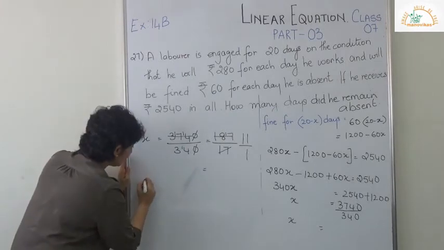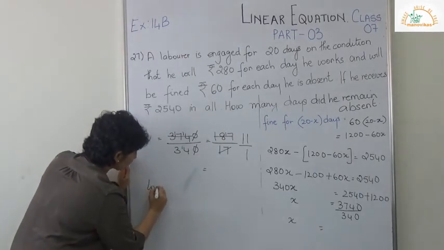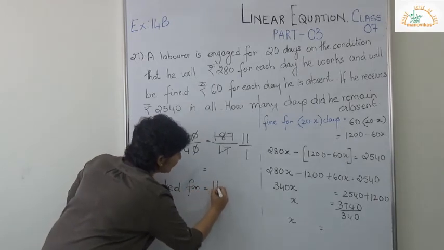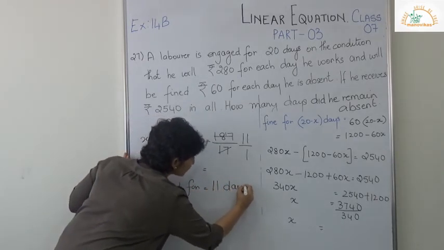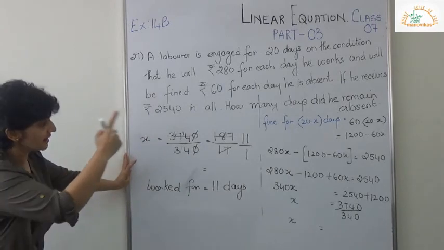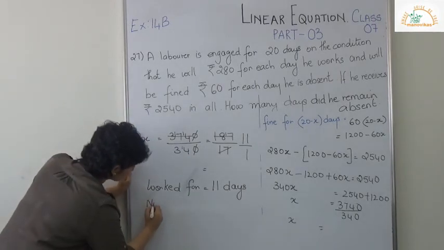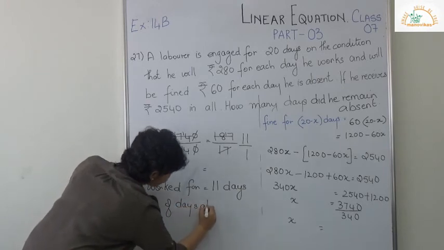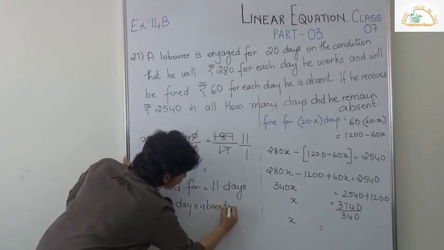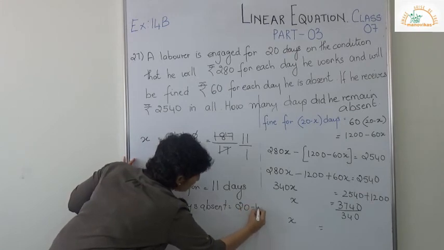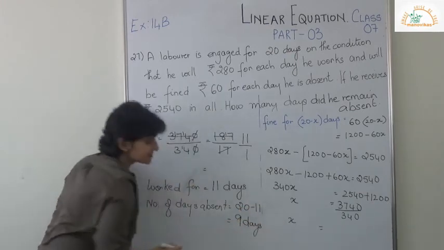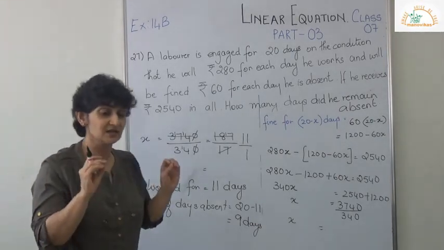So he worked for 11 days. Correct? So the number of days absent would be 20 minus 11, that is 9 days. I hope this is clear, children, to you.